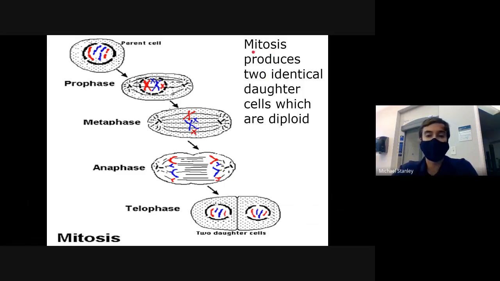So that is mitosis. And remember, the way I always remember mitosis is because mitosis has this TO, like 2, in the middle. Mitosis makes two cells.